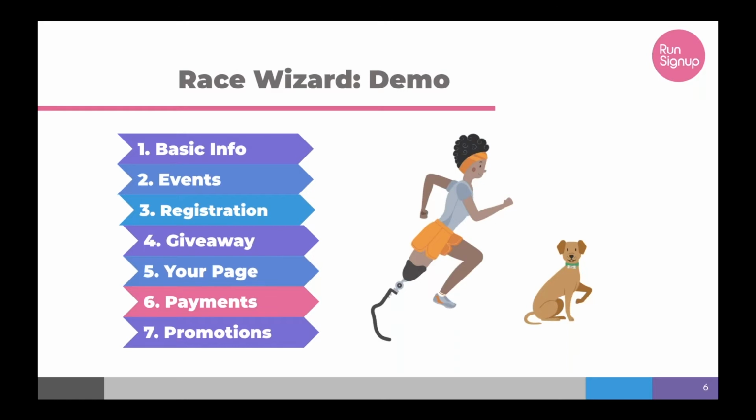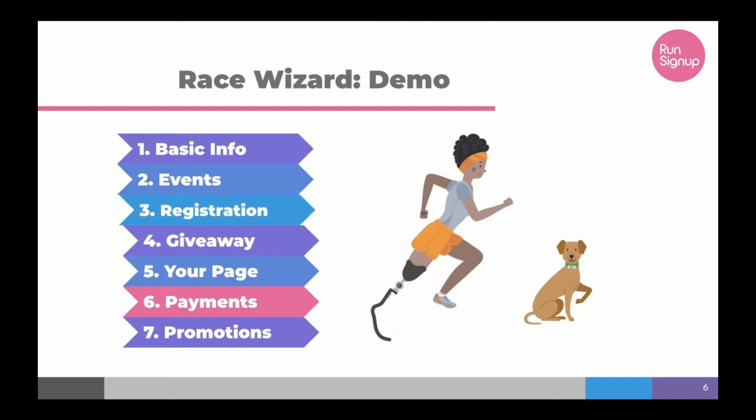Your fifth step is going to be where you start creating that page. Your sixth step is the payments. That is highlighted in pink because it's extremely important. It's the one step that is going to tell you whether or not you can go live with your race or you need to wait. If you don't put your payment information in there, you will not be able to have a live race. You must have payment information to collect funds for your registration. And last but not least, again, the promotions, which we will cover quickly.